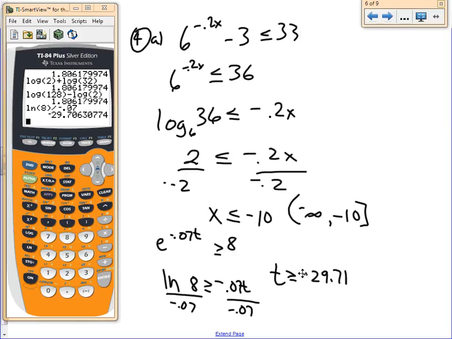A negative times a negative is a positive. So when I multiply negative 0.07 times negative 29.71, because it's a negative times a negative, it's a positive, it'll always be greater than or equal to 8. Goes on to positive infinity. That was what, 4b?